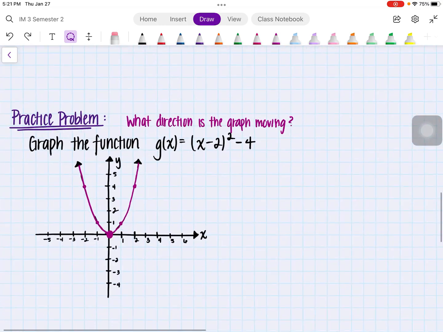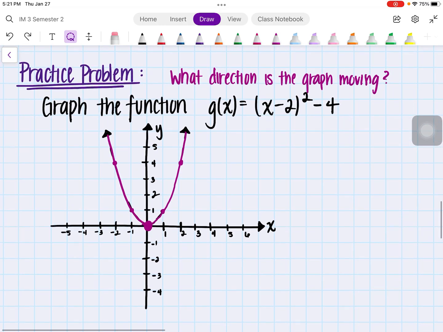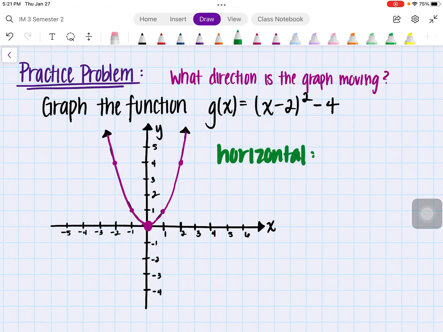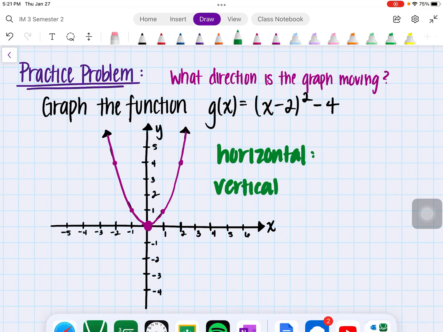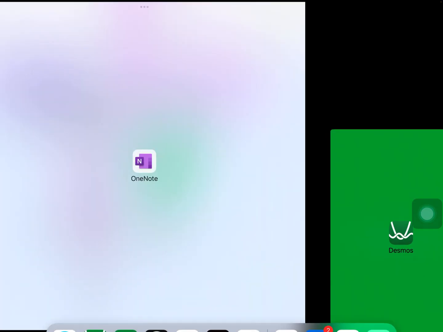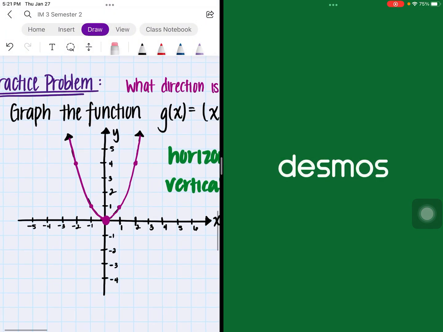Let's go ahead and move on to the next example. In this case, guys, this is a warm-up. Not a warm-up practice problem, but in this case, I do want you to identify your horizontal and vertical shift. And in this case, guys, we could graph this. So let me bring up my graphing calculator, and I graph this.